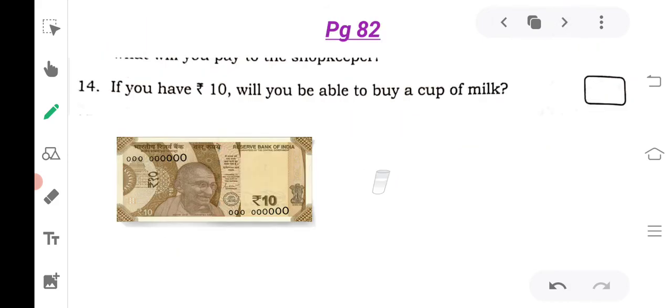Okay. Next question. If you have rupees 10, will you be able to buy a cup of milk? See, you have rupees 10. Will you be able to buy a cup of milk? What is the cost price of a cup? It is rupees 5. And you have rupees 10. So, will you be able to buy? Yes, you can. You will write in the box, yes, I can buy.